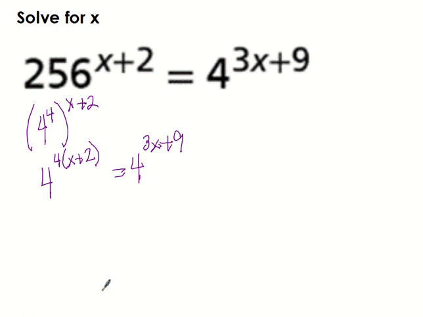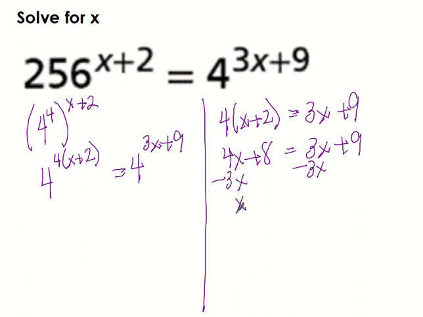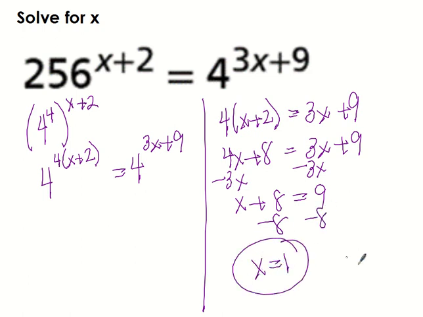All right, this might be also another really good time to pause, see if you can solve it, and see if you can solve for x without me. So I would go 4 parentheses x plus 2 equals 3x plus 9, 4x plus 8 equals 3x plus 9, so minus 3x, x plus 8 equals 9, minus 8, and x equals 1.